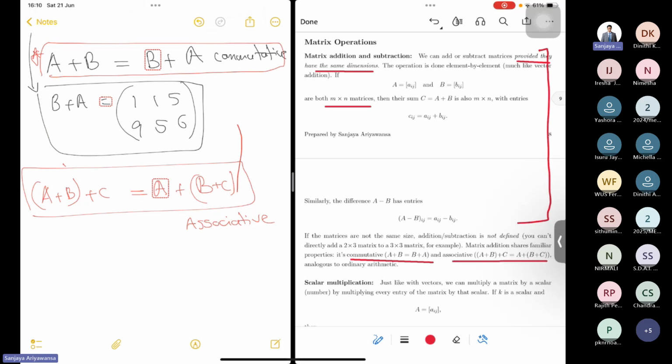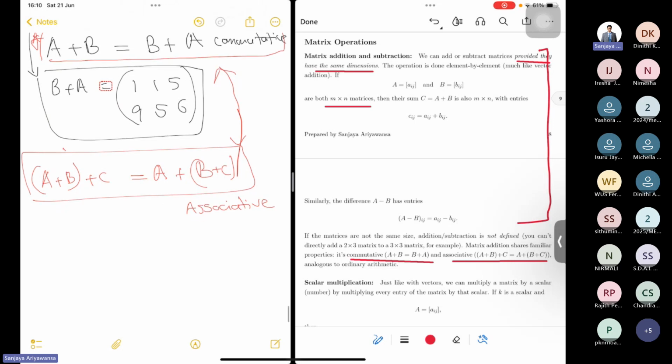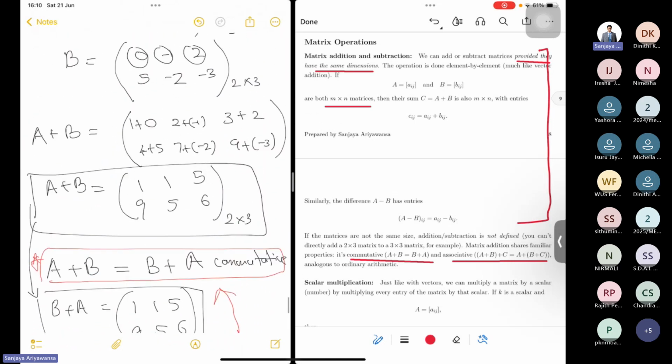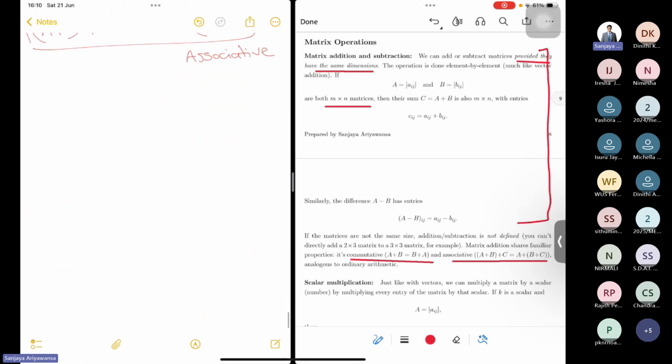So these two properties you should also keep in mind when you're doing matrix additions and matrix subtractions. I only did additions. The same thing applies when you're subtracting two matrices.